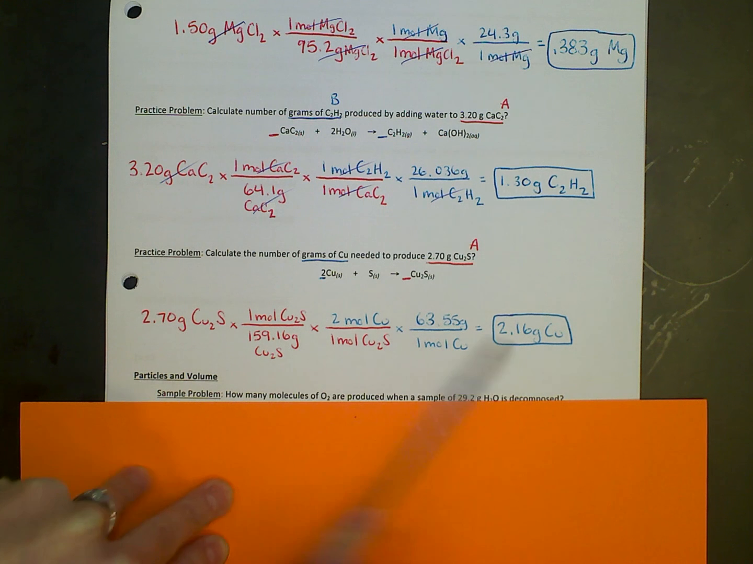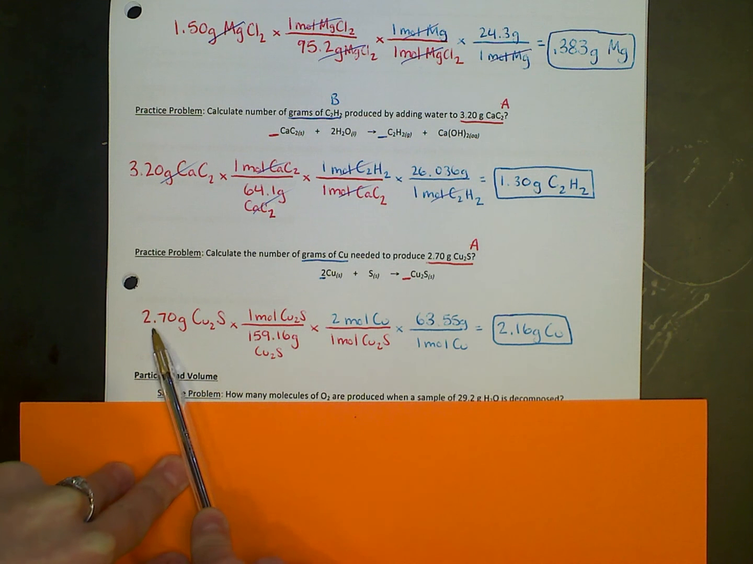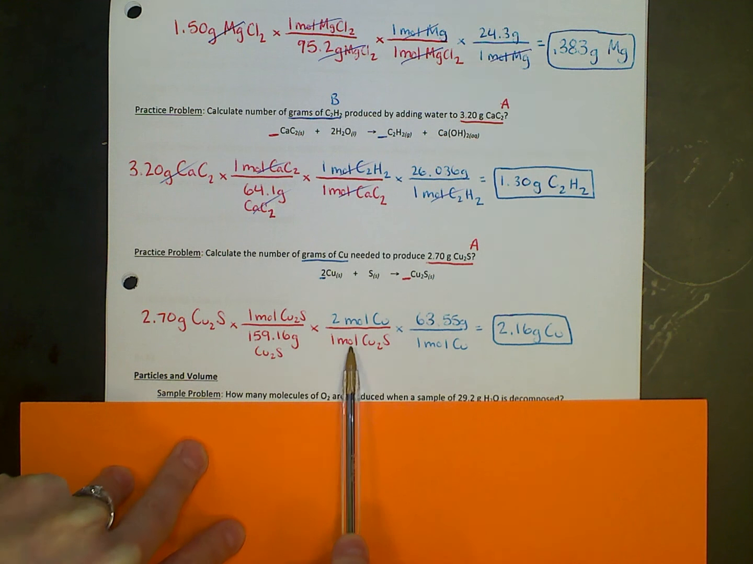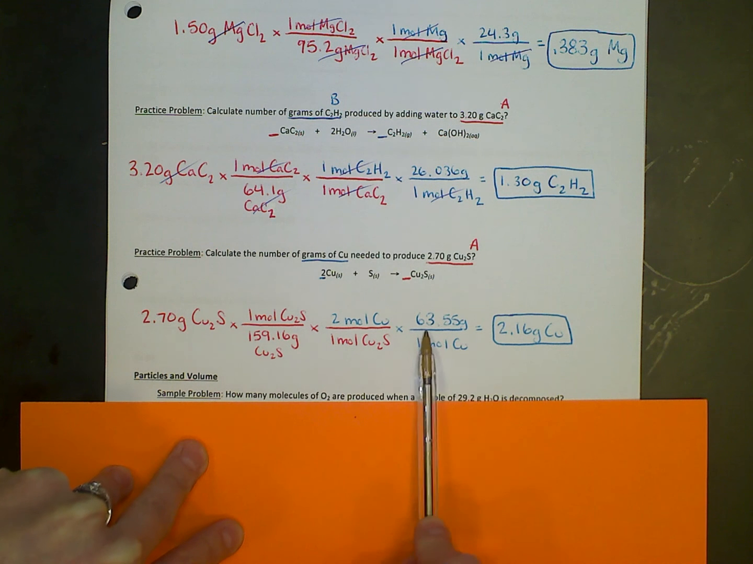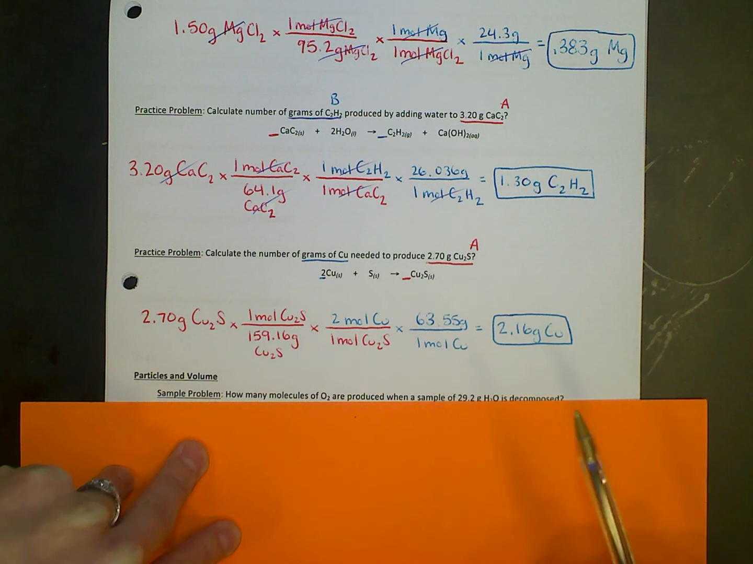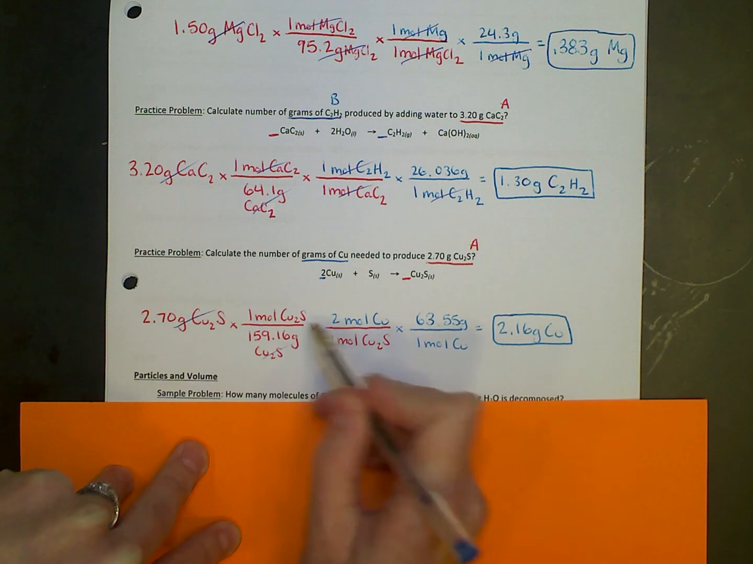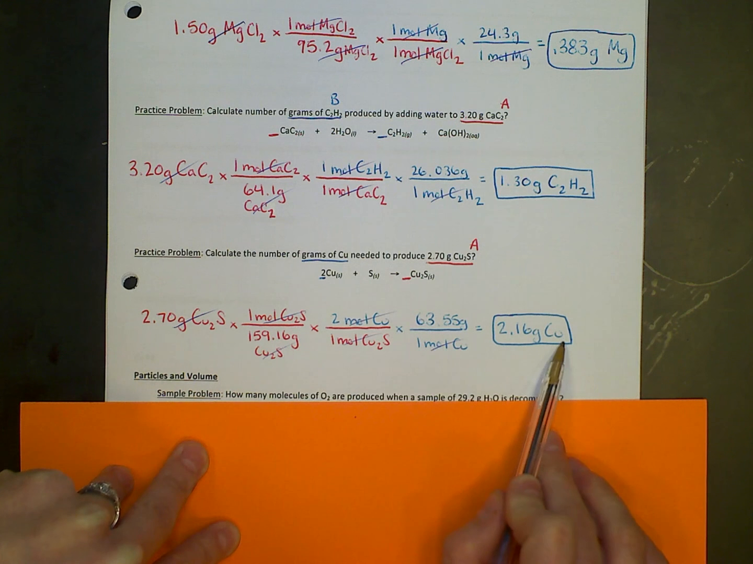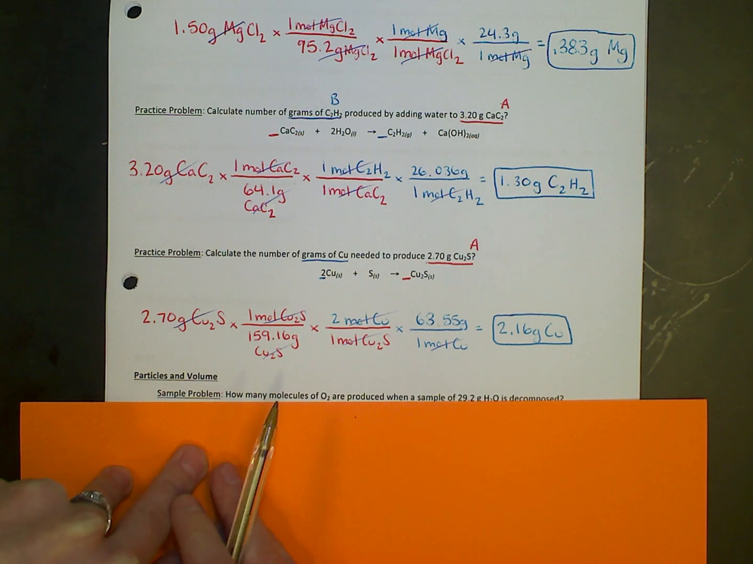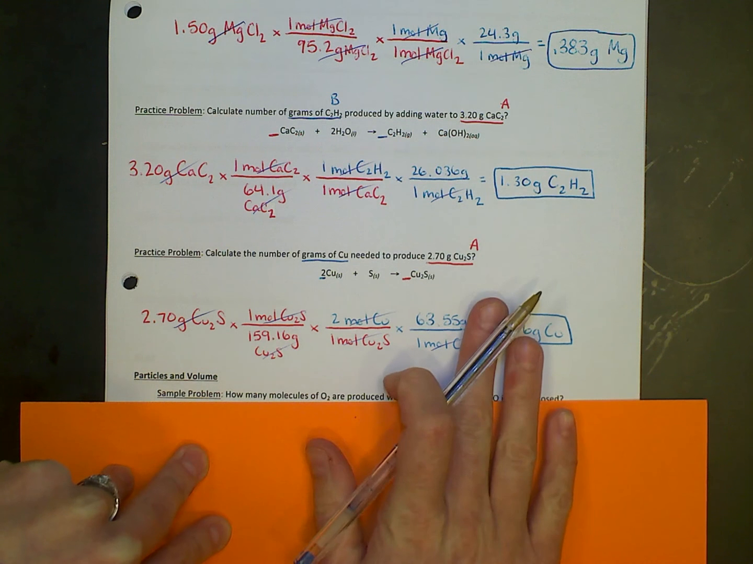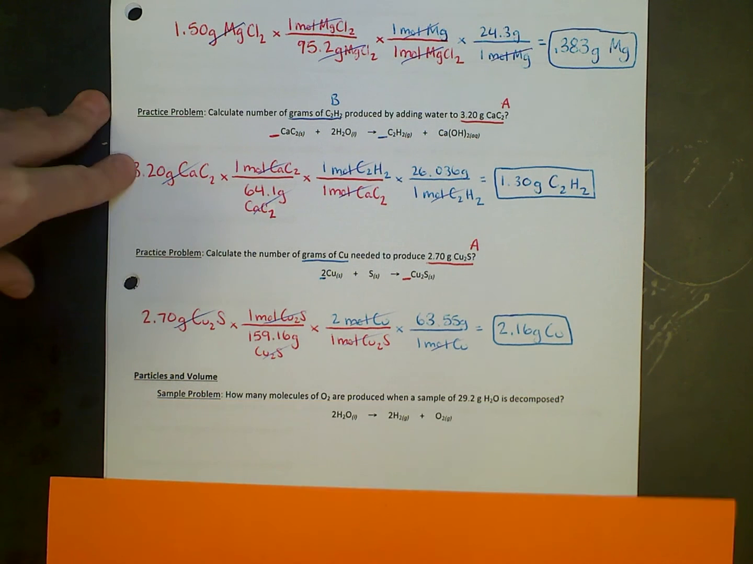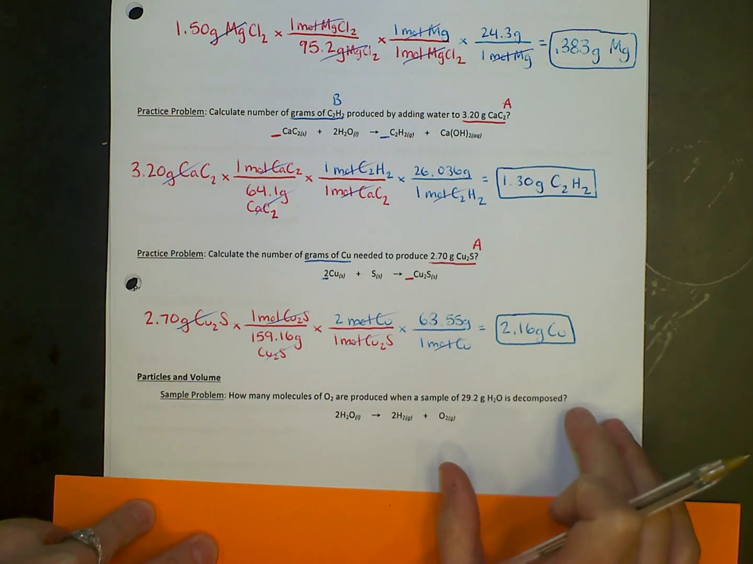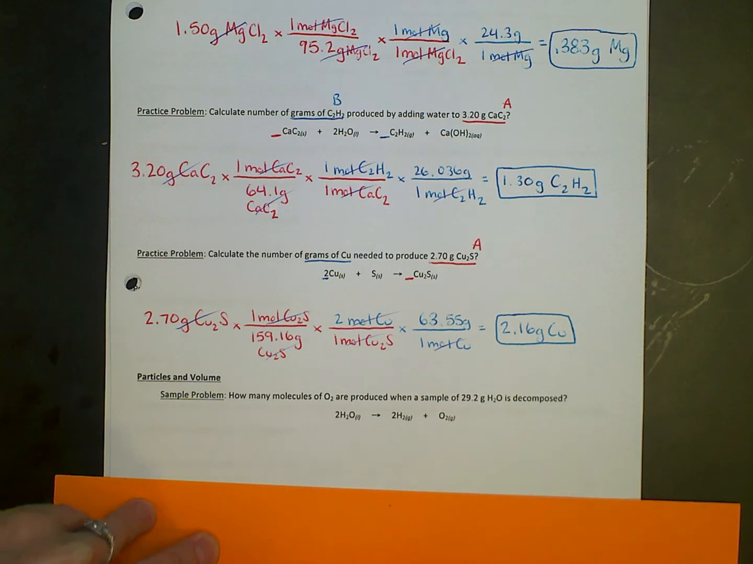And in our calculators, we're going to do 2.7 divided by 159.16 times 2 divided by 1 times 63.55. If we double check that all of our units cross out, which I believe they do, yep, we're going to end up in grams of copper, which is what they're asking us for. So that's how you do stoichiometry. We're going to go a little bit more into the nitty-gritty details next time I see you guys, but this should be a really good start. If you have any more questions, absolutely come see me. Good luck!